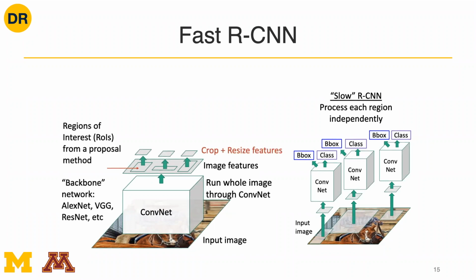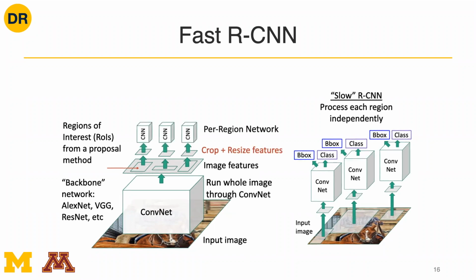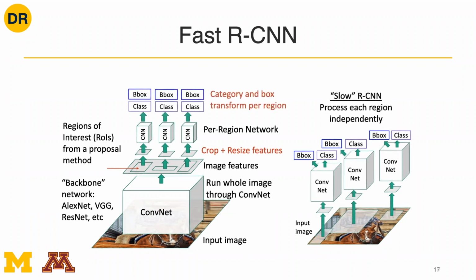And after that, each of these image features have to be cropped and resized, and goes through CNNs, which are similar to what you saw in slow RCNN, but here it's per region, and regresses the bounding box as well as does the classification. So that's the basic difference between the RCNN and the Fast RCNN. Is that clear? The difference? So instead of having the proposals done earlier, you're doing it after the feature extraction.